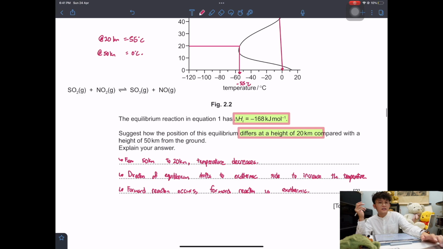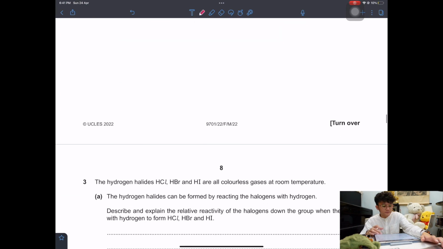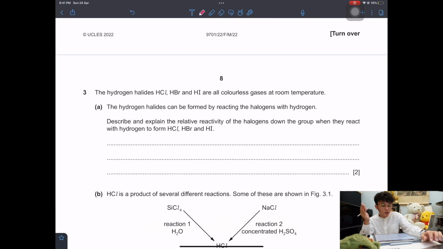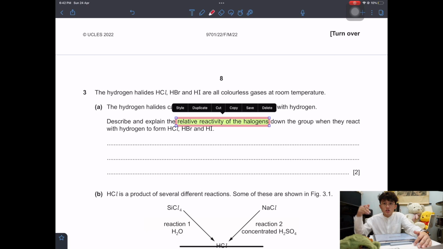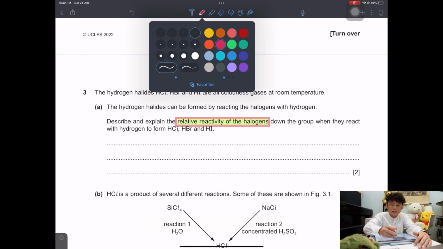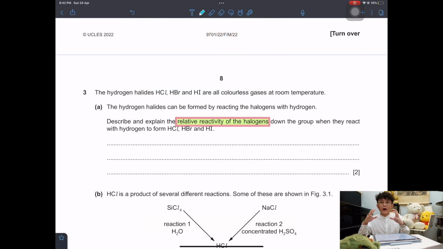Any question? So far so good. If no question, let's go. Now guys, let's move on to the next part. Question 3. Hydrogen halides HCl, HBr, HI are colorless gases at room temperature. Hydrogen halide can be formed by reacting halogens with hydrogen. They ask you for the relative reactivity of halogens. Going down the group, reactivity decreases. Why is it so? Because of the increase in atomic radius, so it is less and less able to accept electrons. So the reactivity drops, right?